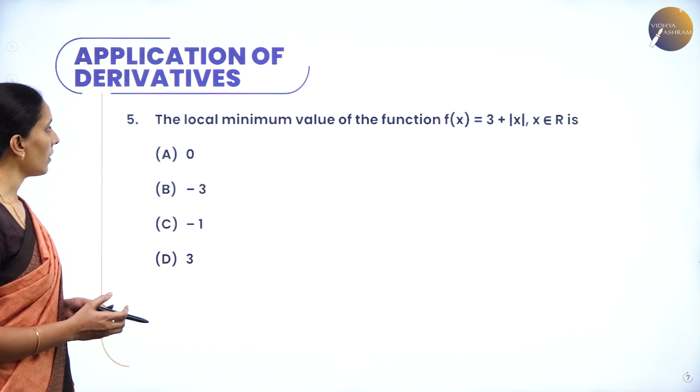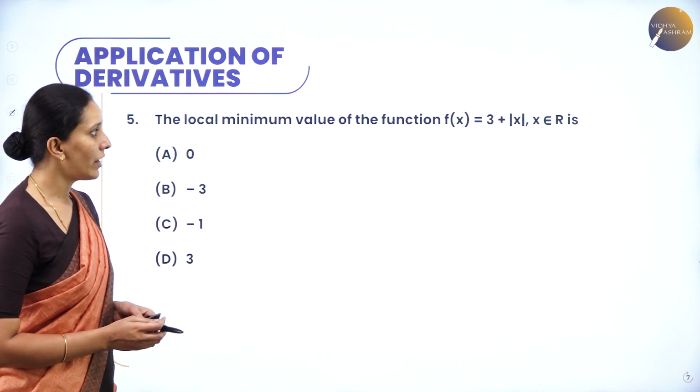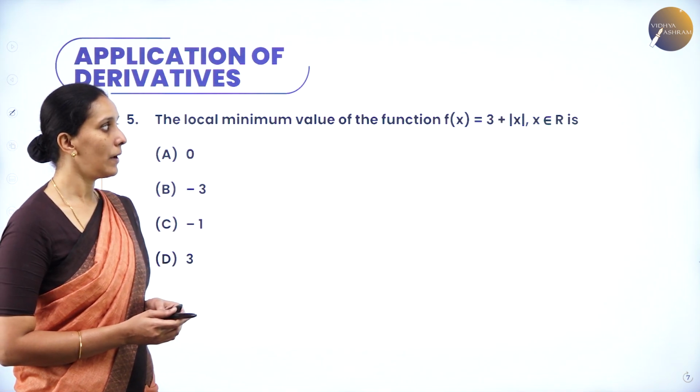Next. The local minimum value of the function f of x is equal to 3 plus mod x.